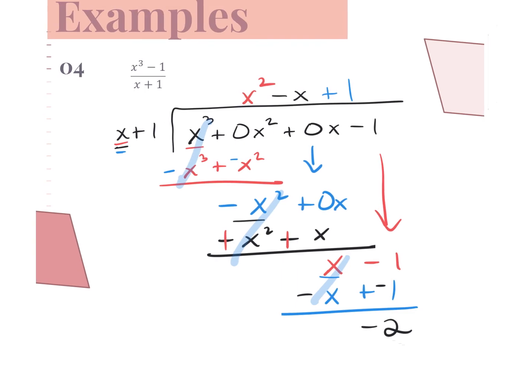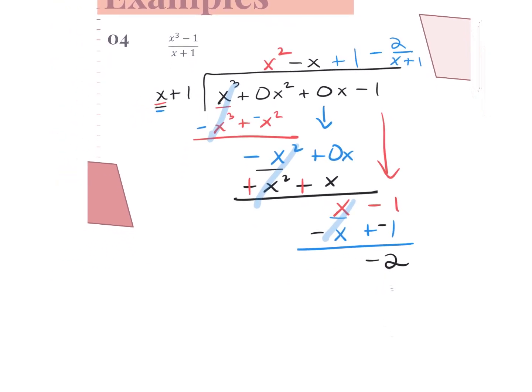So again, you take your negative 2, we're going to write it as a fraction. So negative 2 over x plus 1. So your quotient here is x squared minus x plus 1 minus 2 over x plus 1.